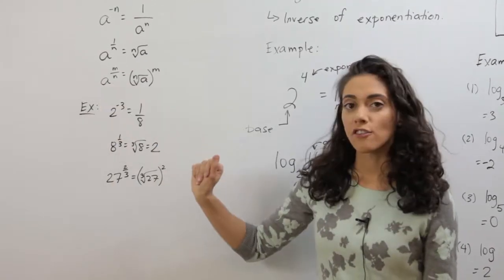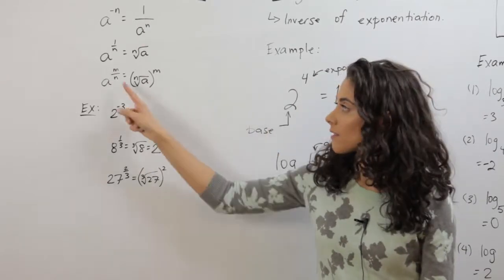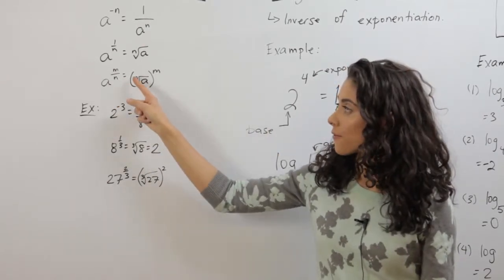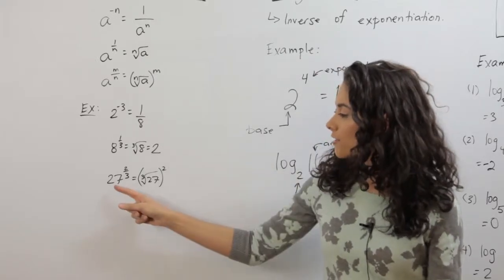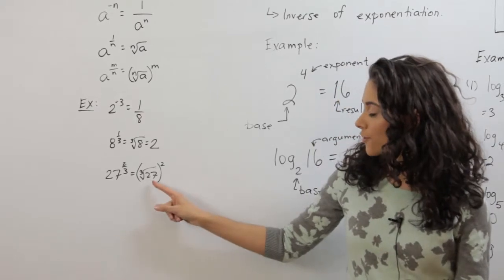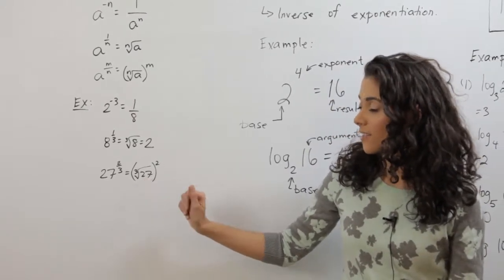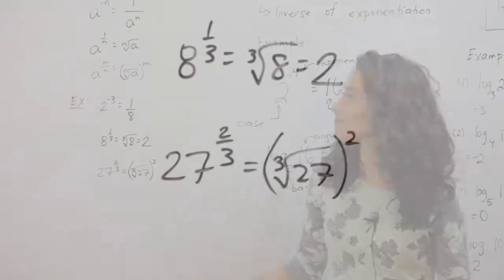A raised to a fractional exponent with a numerator and a denominator results in 2 steps. The denominator takes the nth root of a, and the numerator is just a normal exponent. So for instance, 27 raised to the power of 2 over 3. First, I take the cube root of 27, which is 3, and square it, which would result in 9.